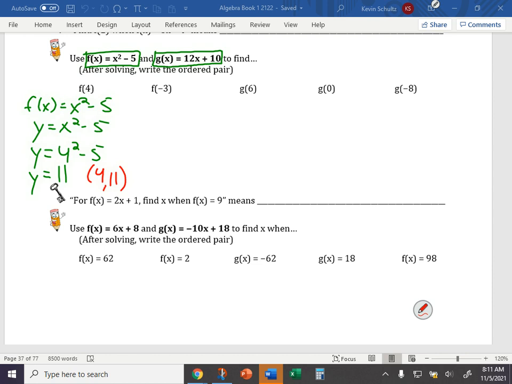How'd you get 4? Because that's what I was told to plug in. Plug in 4 for x. So for f of negative 3, I'm essentially asking now, okay, so when x is 4, y is 11, what's y when x is negative 3? So I go back to my f of x equation here, right? Because it's asking for f of negative 3. I remind myself that f of x notation is really just the variable y, and I plug in negative 3 for x.